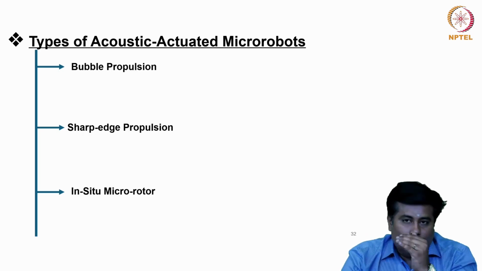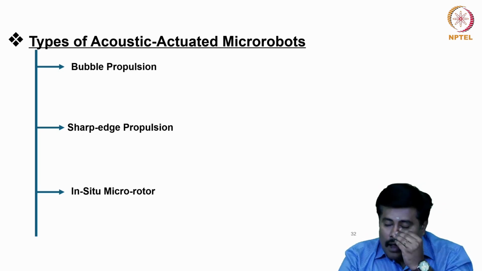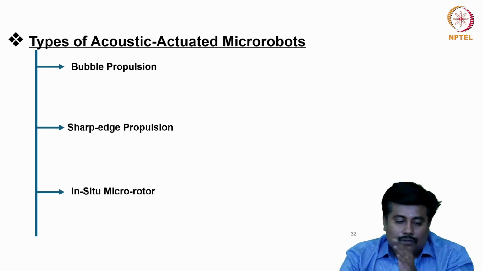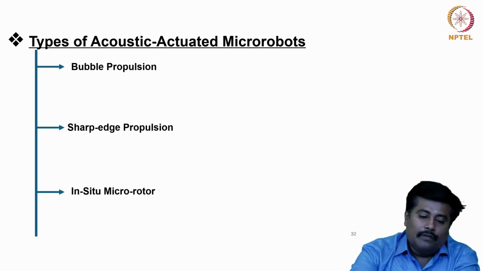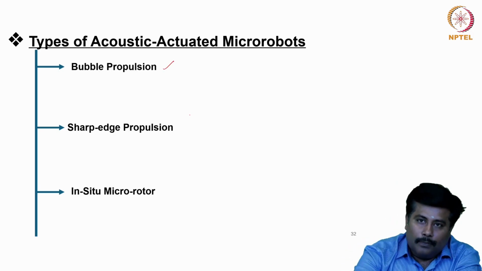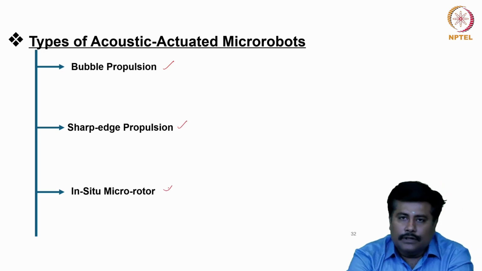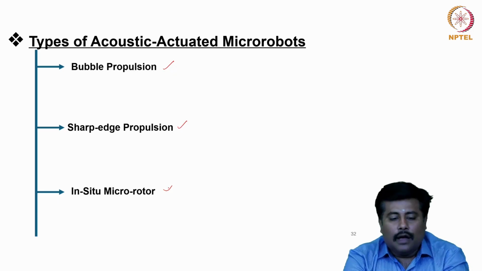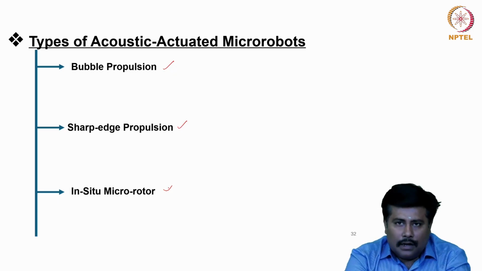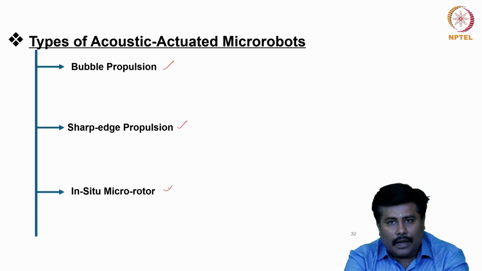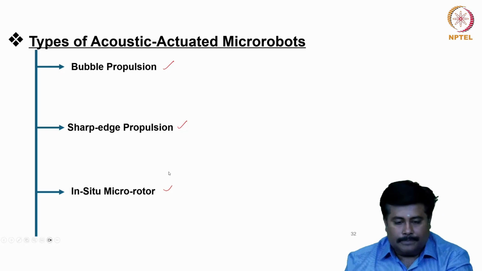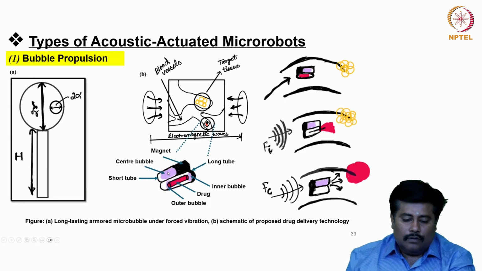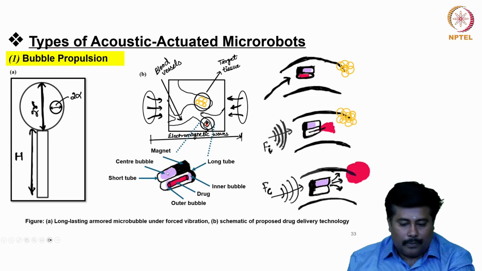Now, let us discuss the overall classification of these acoustic actuated micro robots. When we try to classify these based on the acoustic actuation, we can classify them as a bubble propulsion system, a sharp edge propulsion system, and an in situ micro rotor based acoustic actuated micro robot. Let us discuss in detail the mechanism and the principle involved. First, let me discuss the bubble propulsion.